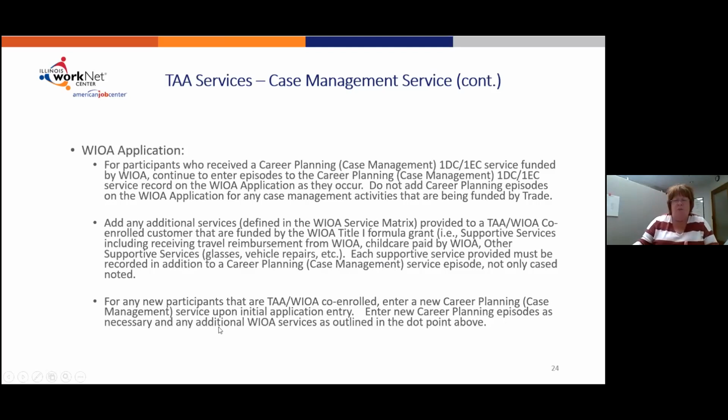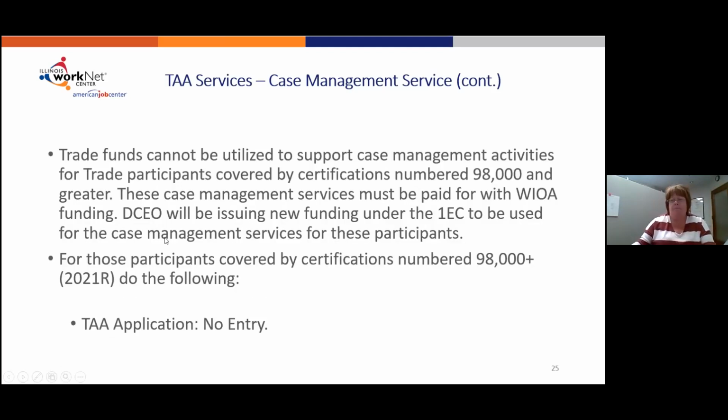So for any new participant that is TAA WIOA co-enrolled, you must enter that career planning case management service upon the initial application entry, and you would only add any additional episodes to that as they're getting WIOA services. If it's trade, then you would do the trade. And like I said, trade funds can't be utilized to support the case management activities for those participants covered under certifications 98,000 and above. They have to be paid by the WIOA.